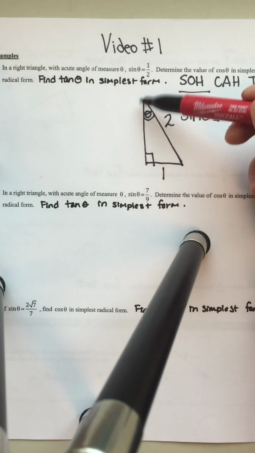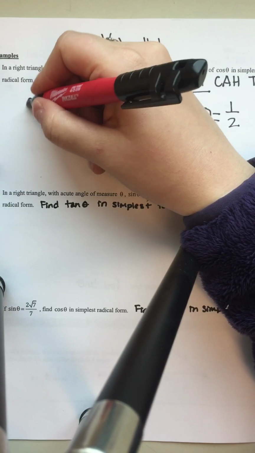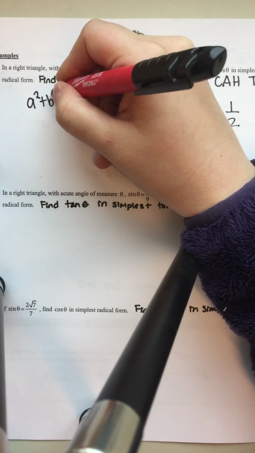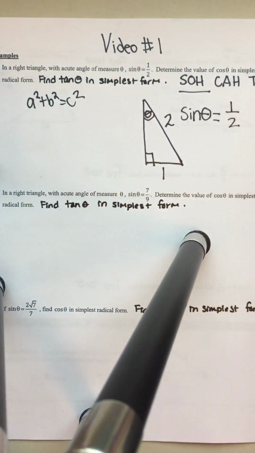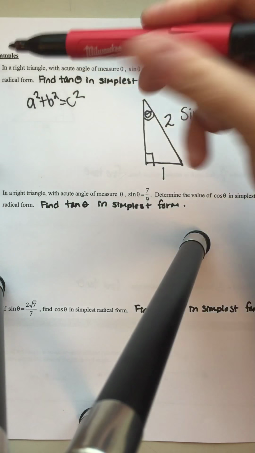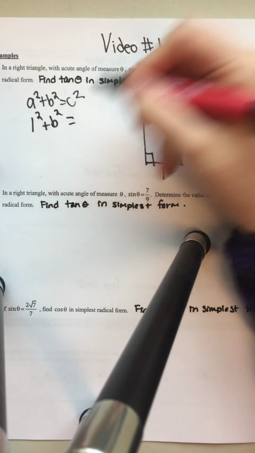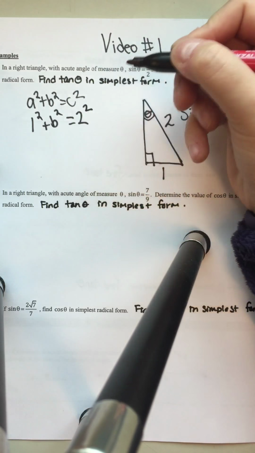In order to do that, I need to find this missing side. And how I'm going to do that is with the Pythagorean theorem. So a squared plus b squared equals c squared. And what I know is one of the legs and the hypotenuse. So I'm just going to plug in and simplify.